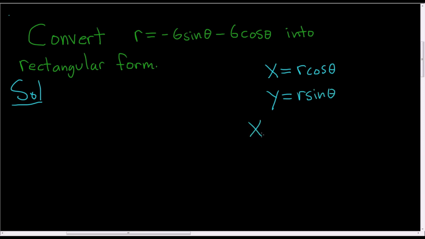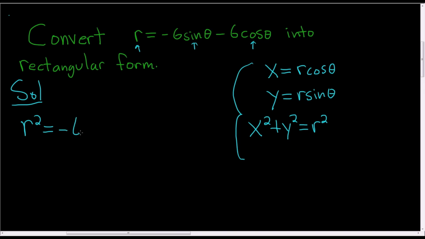And one of the other formulas tells us that x squared plus y squared is equal to r squared. So in this problem, we have r, we don't have r squared. And here we have sine theta and cosine theta, but we're missing the r's. So a good first step is to multiply both sides of this equation by r. So on the left-hand side, r times r will give us r squared. And on the right-hand side, we can just multiply each term by r.